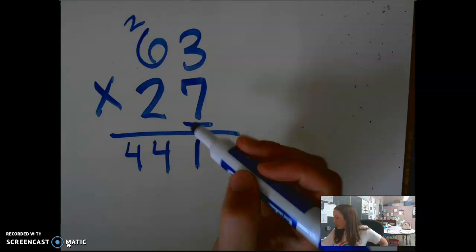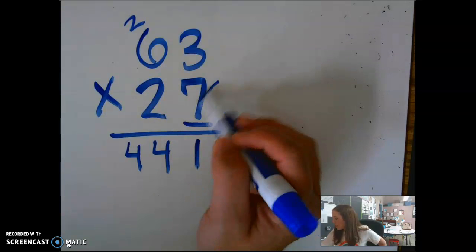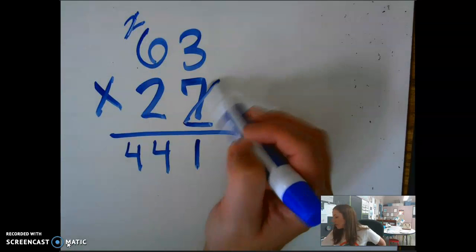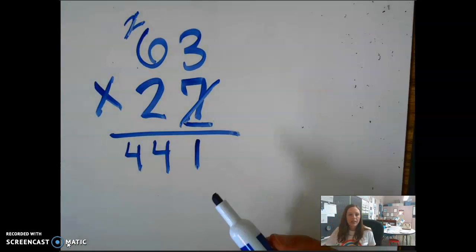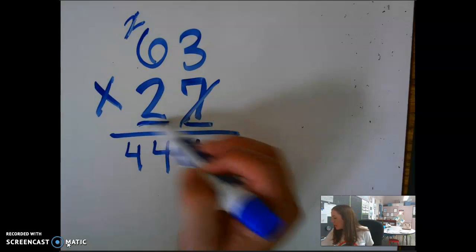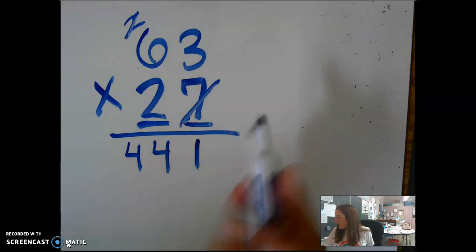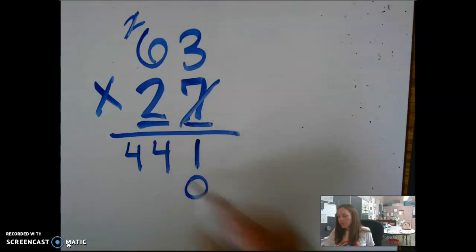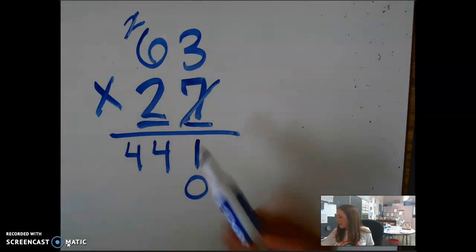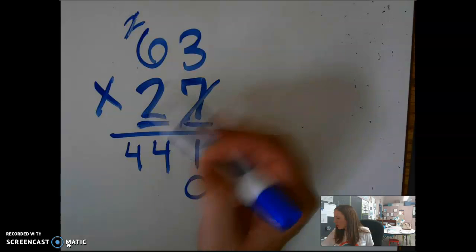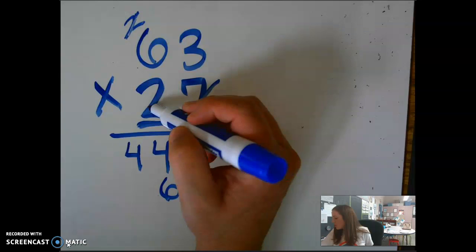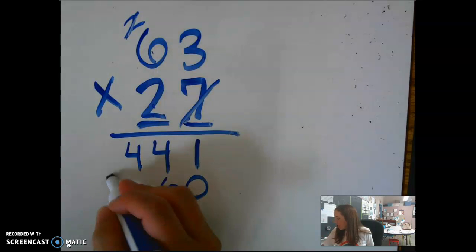So we have multiplied by the 7, we're taking care of it. So I'm going to cross that out and the 2 that I carried so I don't use it again on accident. So next I'm going to focus on multiplying 20 times 63. Well, I know that I'm going to need a 0 right here because I have 2 tens. That's what I'm multiplying by. Then I'm going to go 2 times 3 is 6. 2 times 6 is 12.